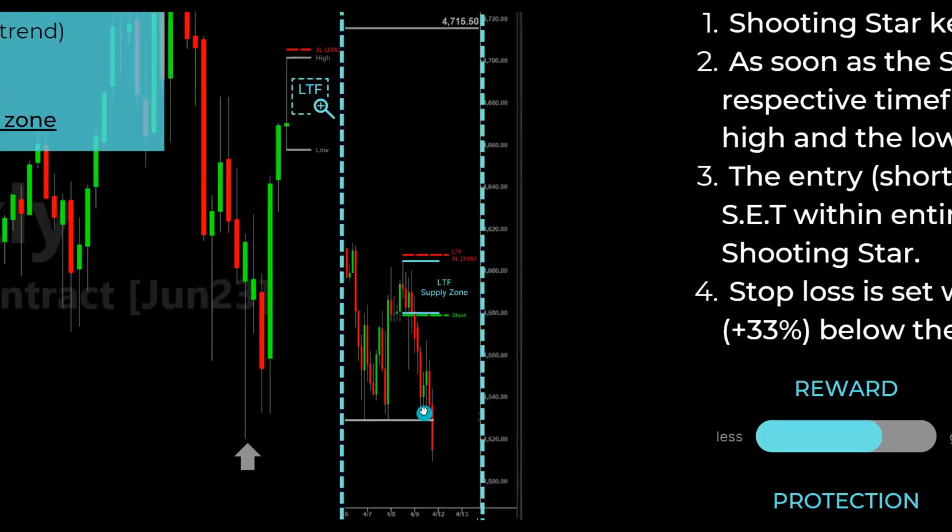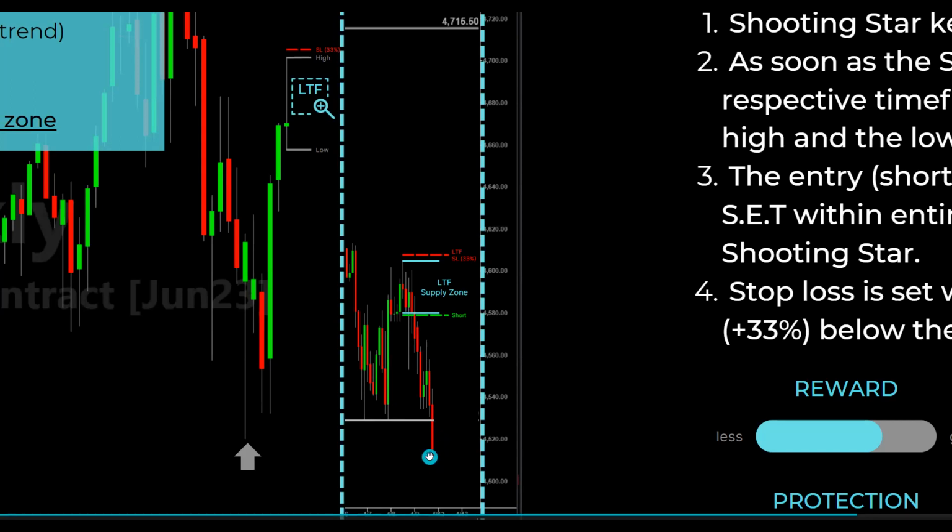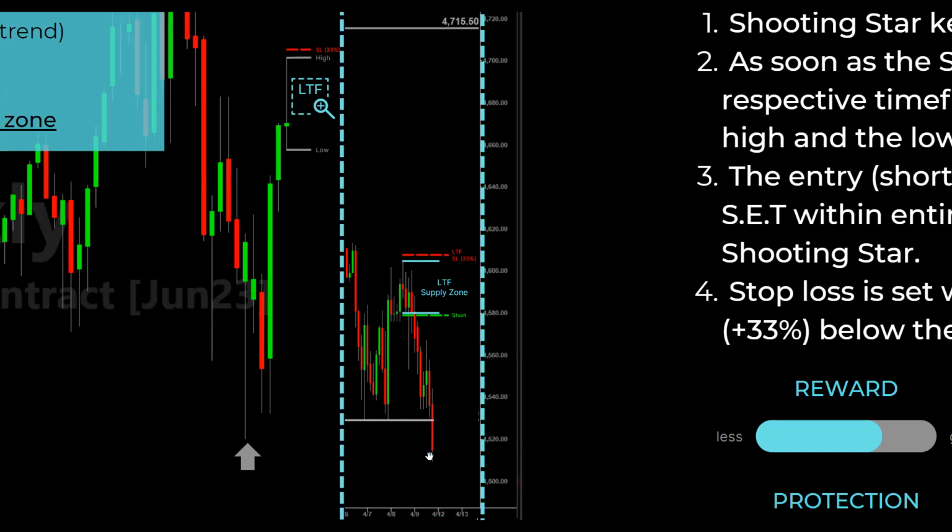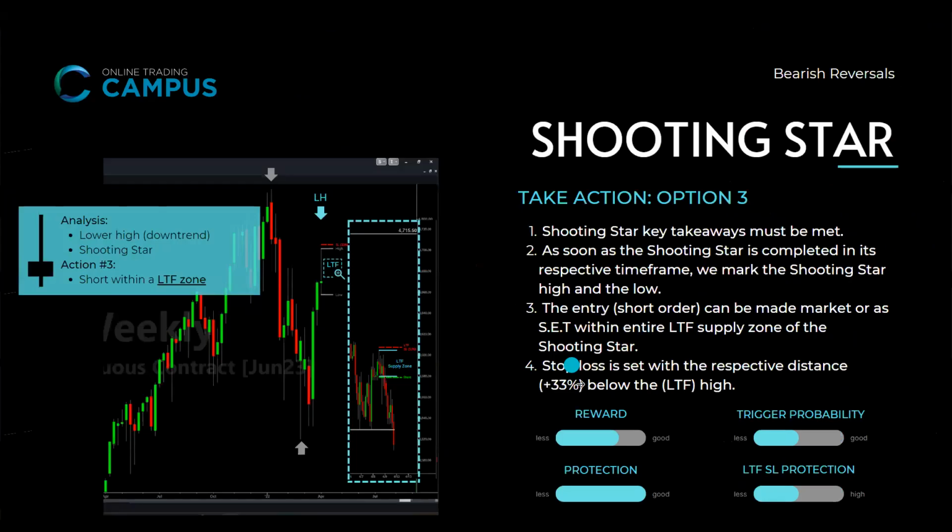Let me show you. Look, we have also here supply, right? A drop, indecisive means base, and then another drop. But follow the rules. Never forget the blueprint rules, right? The blueprints are the base for our trading. We have a level on top of level, means use this one. This is a level on top of level. Okay, it's in my trading plan. I hope it's aligned also with yours. Stop loss is set with a respective distance, for example, plus 33% above the lower time frame high.